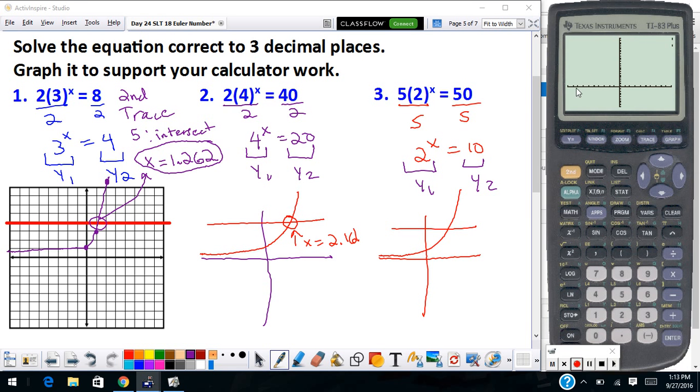There's my exponential growth curve. There's my line at 10. Second trace, 5. I'm already on the first curve. I'm on the second curve. I'm going to move my arrow. Press enter. And I've got an intersection at x equals 3.322.